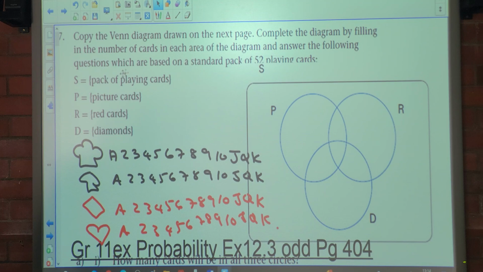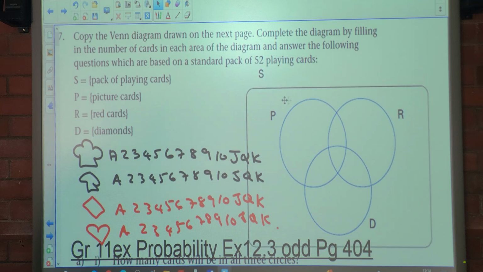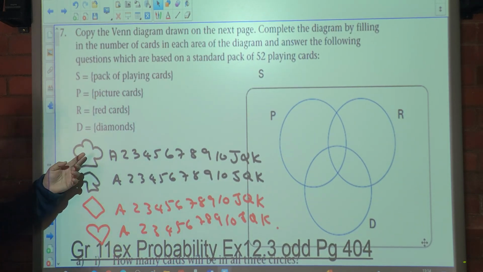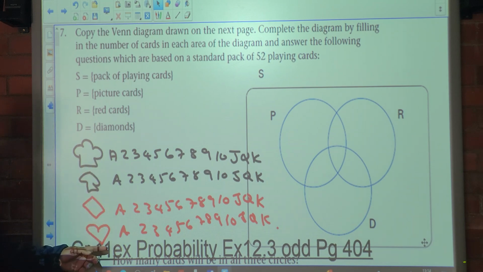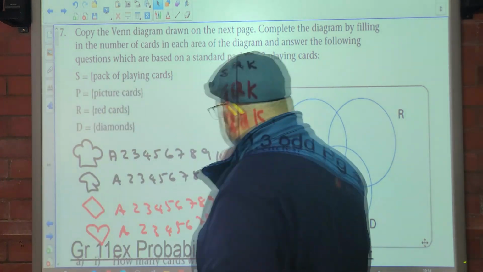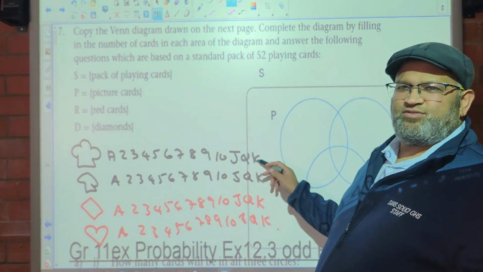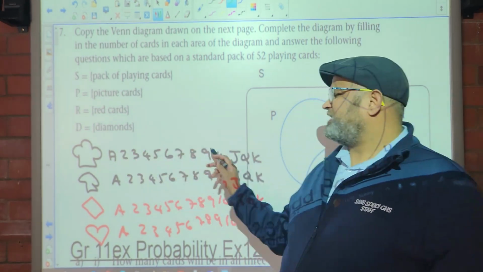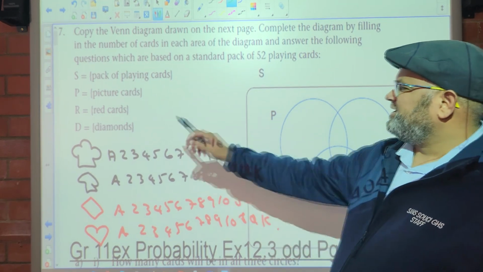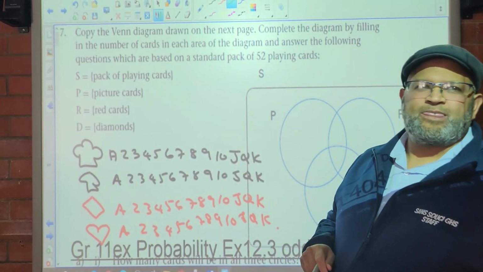Complete by filling in the number of cards in each area of the diagram and answer the following questions, which is based on the standard pack of playing cards. Now, the standard pack of playing cards, people, is 52 cards. It is your clubs, your spades, your diamonds, and your hearts. Some textbooks use Jack, Queen, King as the picture cards, while others use Ace, Jack, Queen, King as the picture cards. In this particular textbook, it uses Ace, Jack, Queen, King as your picture cards.